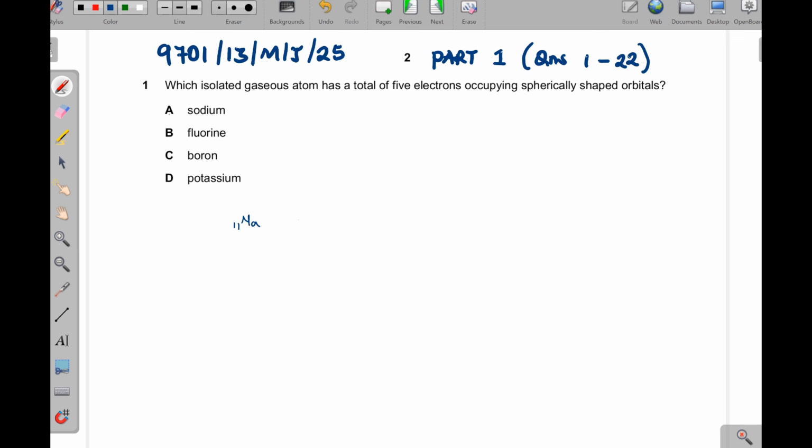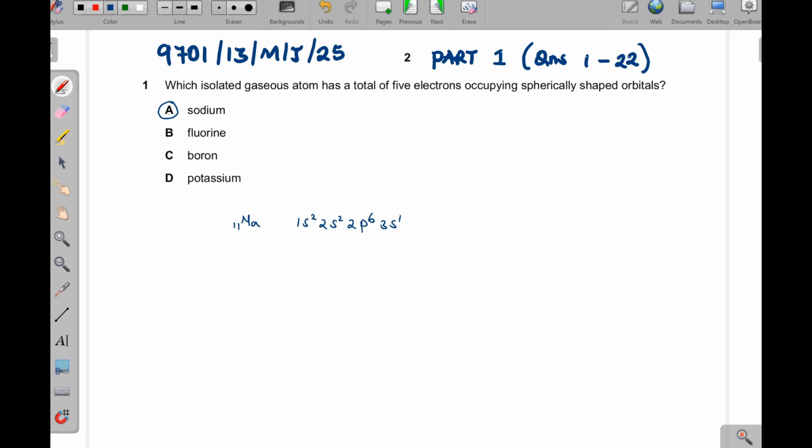So the electron configuration is 1s2, 2s2, 2p6, those are 10, and then we have 3s1. Now, for s, we have this one here, this one here, and then this one here. How many are they? Here we have 2 electrons, then 2, then plus 1, those are 5. And they said that we have a total of 5 electrons occupying the spherically shaped orbitals. That means our answer actually has to be A.